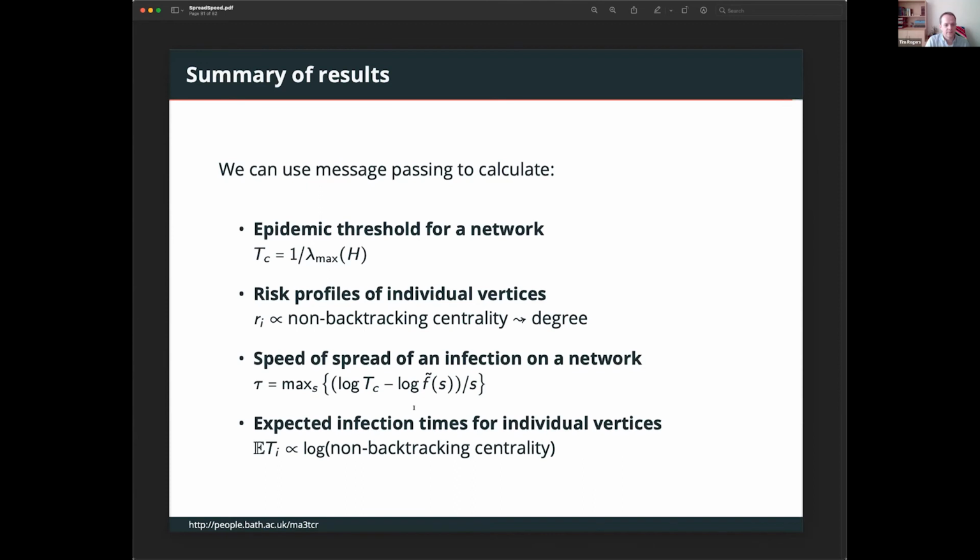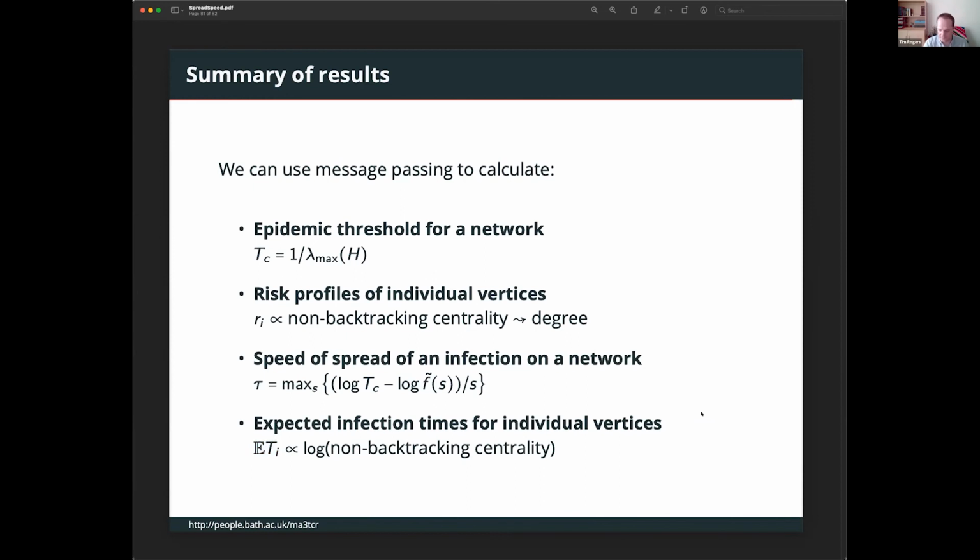And then on to speed of infection, we have this strange looking formula that does a good job of predicting how fast an epidemic can spread through a particular network. And that marries properties of the disease, this is the delay time, with properties of the network itself, and how the two things combine to set this delay time. And then finally, when is my personal expected time to receive the infection? Well, it's proportional to the log of my non-backtracking centrality.